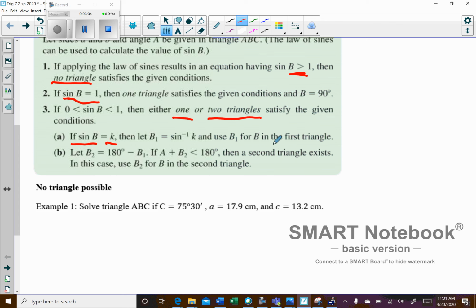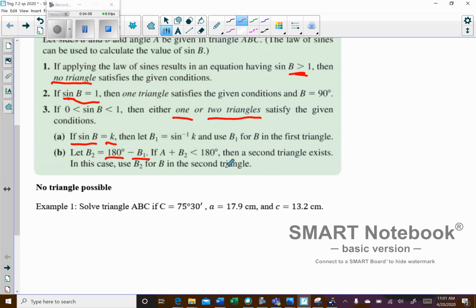Now, there could be another case, though, and we'll call this case 2. What you do is you take 180 and subtract the angle that you found from case 1. As long as that new angle plus angle A is less than 180, then it's going to be possible for there to be a second triangle that exists with the given characteristics.